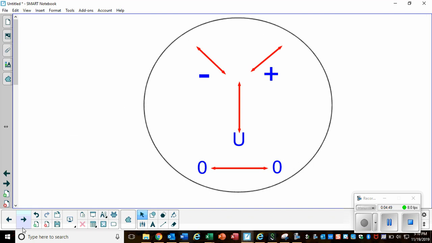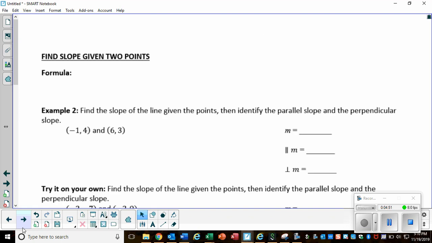So, moving on to some examples. You'll have to find slope in a number of different areas. You guys have already done it with a graph.